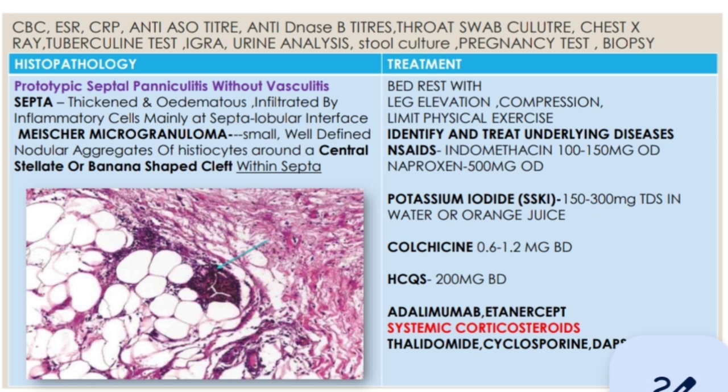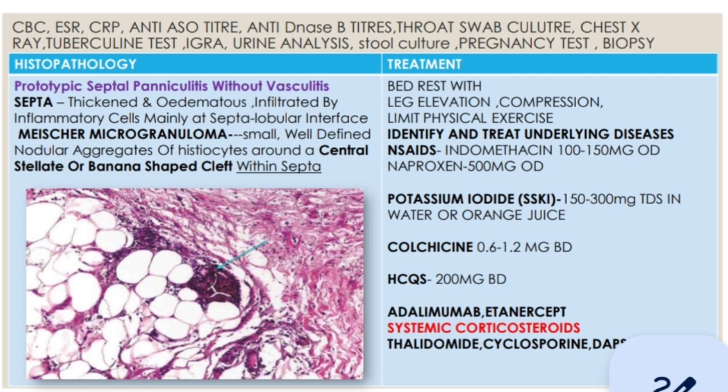Other treatments include colchicine 0.6 to 1.2 mg BD and hydroxychloroquine 200 mg. Third-line treatments include adalimumab, etanercept, systemic corticosteroid, thalidomide, cyclosporin, and dapsone. Systemic corticosteroid should be given after ruling out infection.